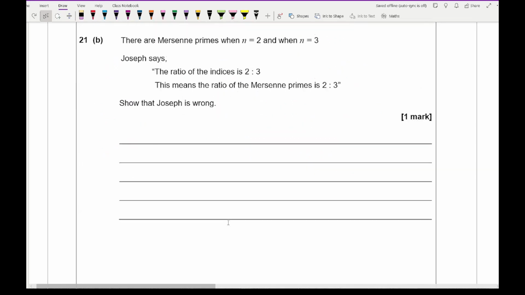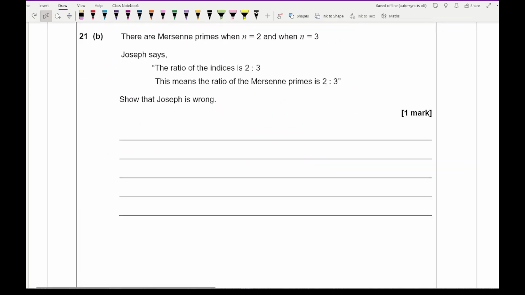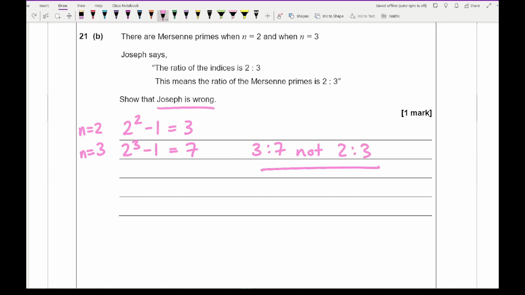For question 21b, it says there are Mersenne primes when n equals 2 and n equals 3. Joseph says that the ratio of the indices is 2 to 3. This means that the ratio of the Mersenne primes is 2 to 3. Show that Joseph is wrong. So for this, what we need to do is first of all substitute n equals 2 into the formula. So I've got 2 squared minus 1, which is 3. And when I substitute n equals 3, I'm going to get 2 to the power of 3 minus 1, which gives me 7. So writing that as a ratio, that's going to be 3 to 7, which is not 2 to 3. So therefore, Joseph is wrong.